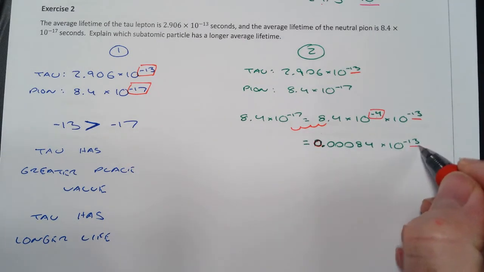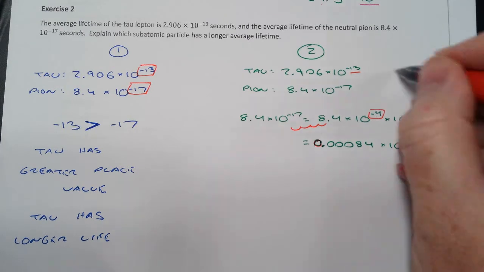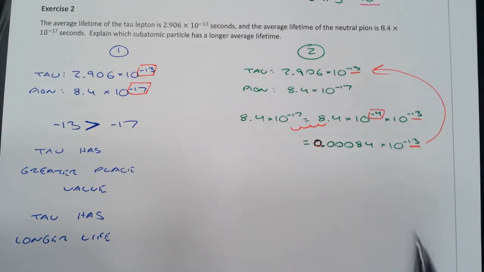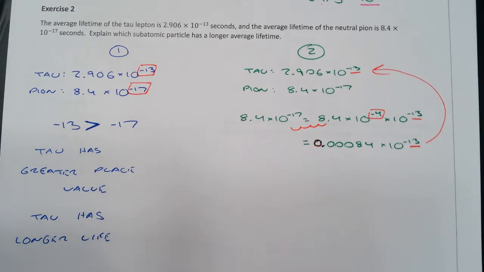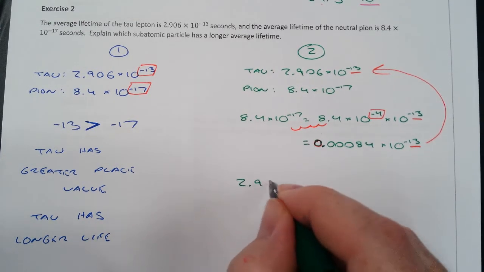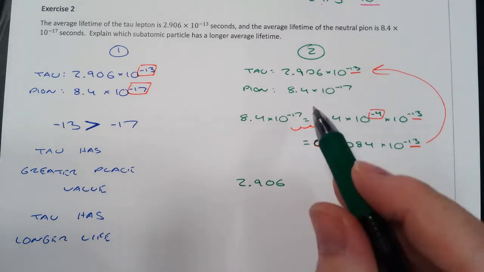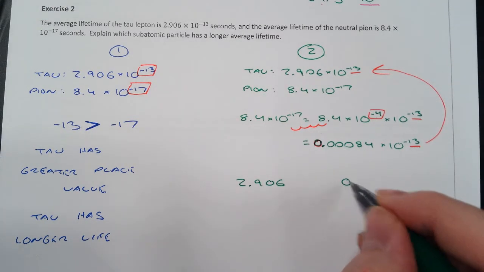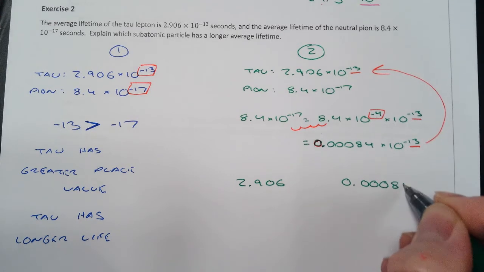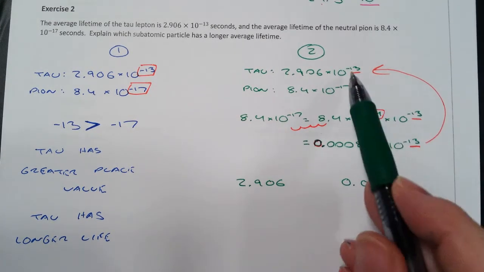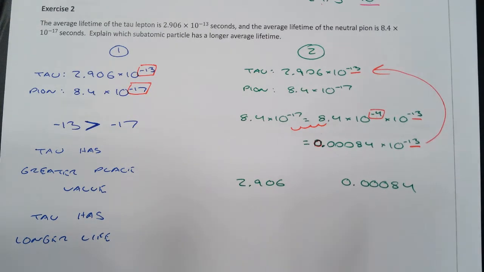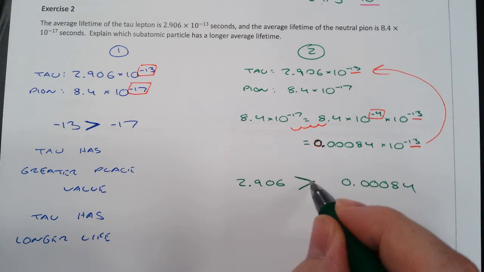Now the place values match. Now I can compare. So when the place values match, the tau is 2.906 and the pion is 0.00084. The place values match, so I can just look at the decimals now. And which decimal is bigger? Obviously, that one's bigger.